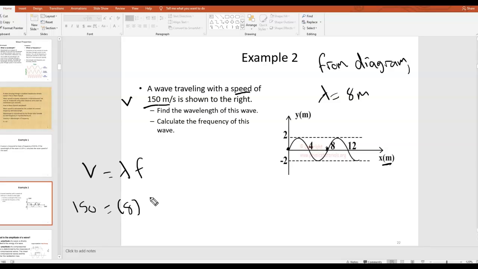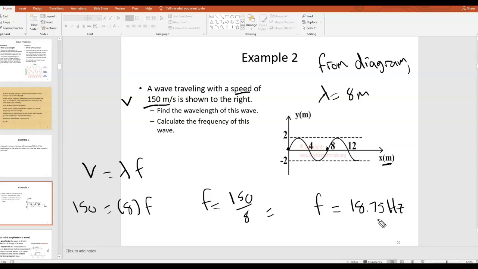And so now I can plug in and get the frequency from my wave equation. To get f by itself, I need to divide both sides by 8. So I do 150 over 8. And again, the unit for that is going to be hertz. So 150 divided by 8 is 18.75. So f equals 18.75 hertz.